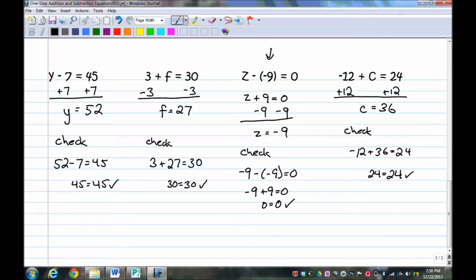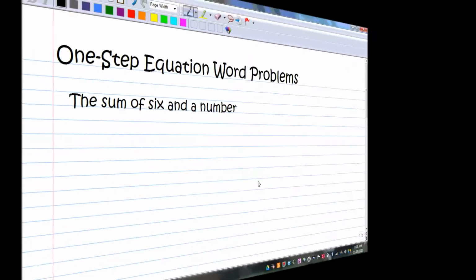Make sure your work is neat. Make sure you show your work the way I showed my work right here.